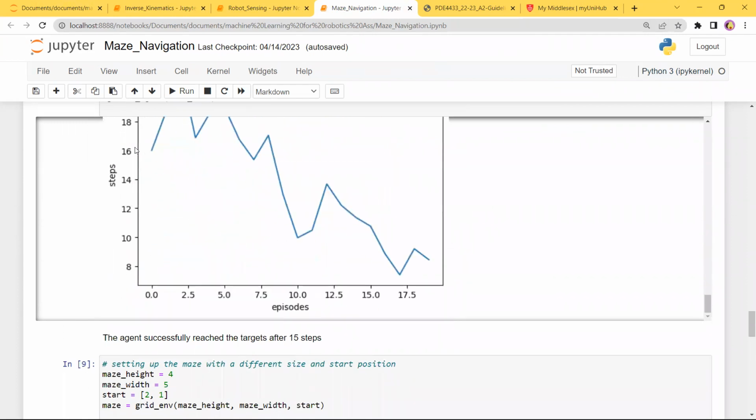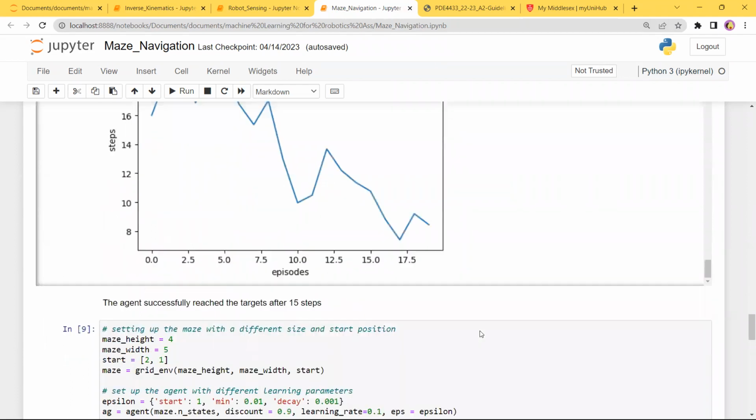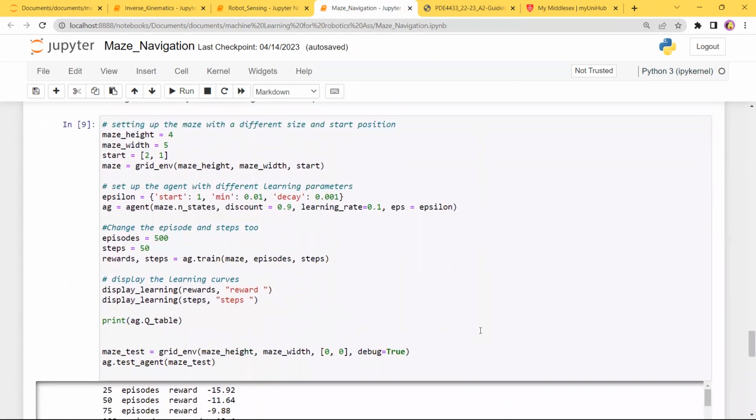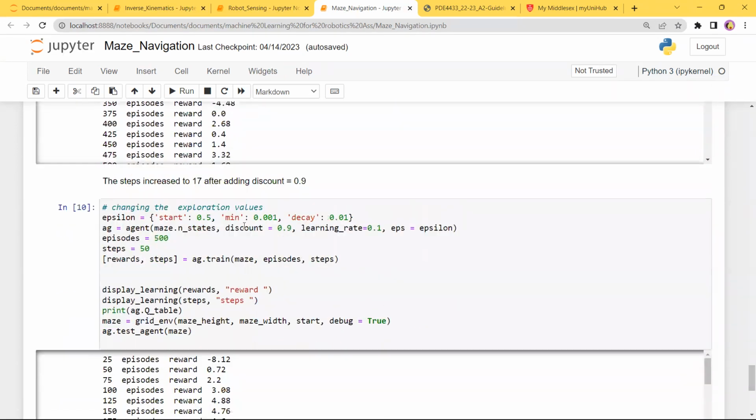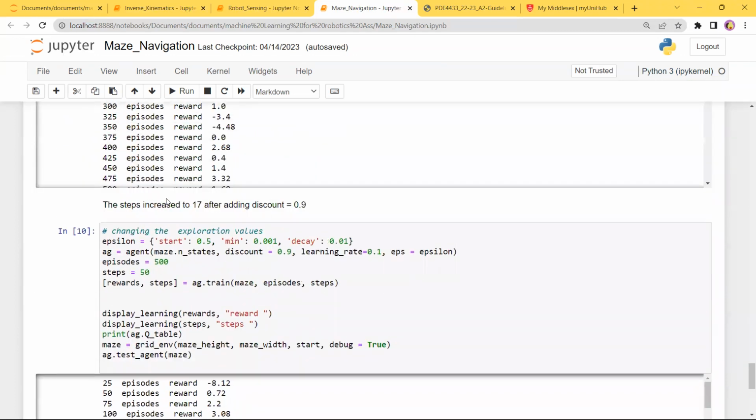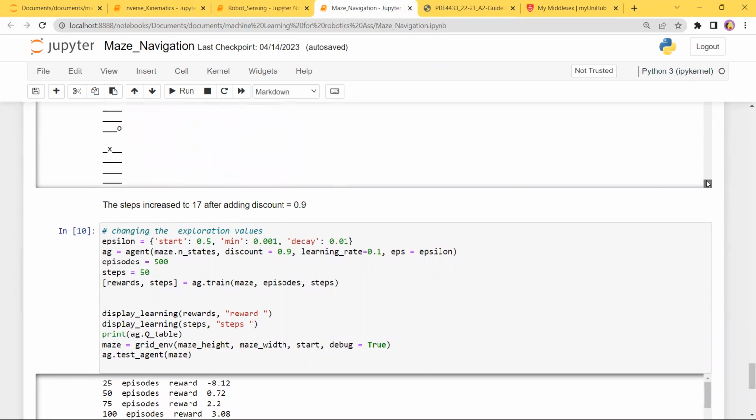Let me scroll up. So here in cell 9, I added the discount parameter of 0.9, and let's see, the steps increase to 17 after adding discount of 0.9. Let me scroll. So it reached 17 steps.